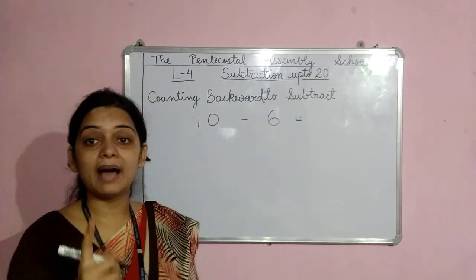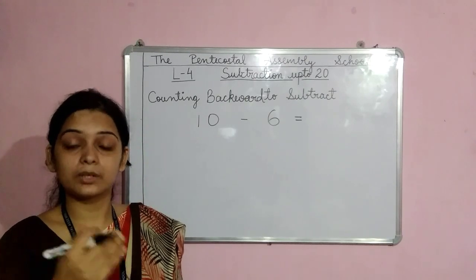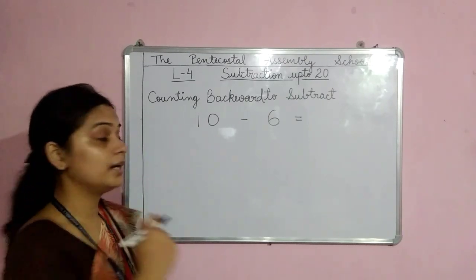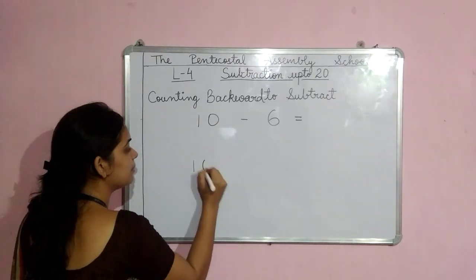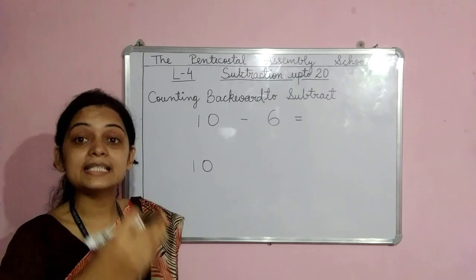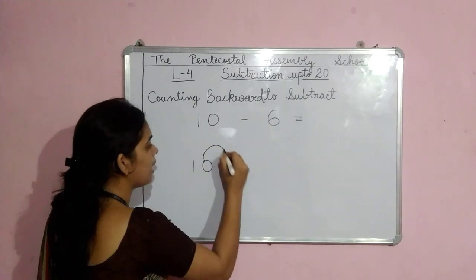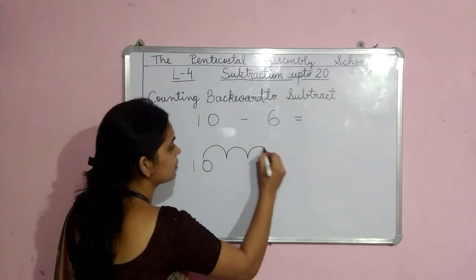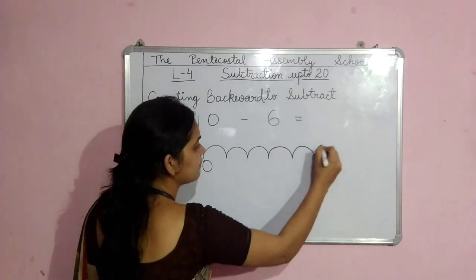Now I told you in backward counting we have to start with the bigger number. So 10 is the bigger number. Now how many steps do you have to go? You have to go 6 steps. So 1, 2, 3, 4, 5, 6.